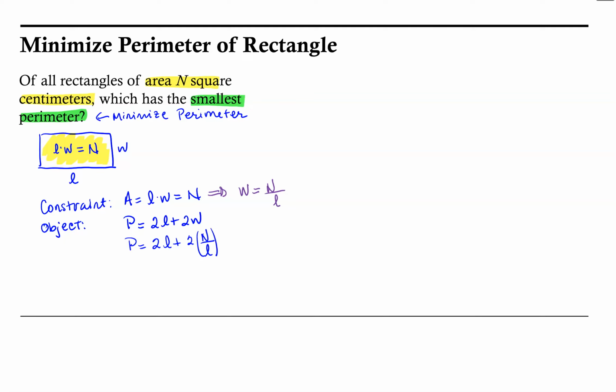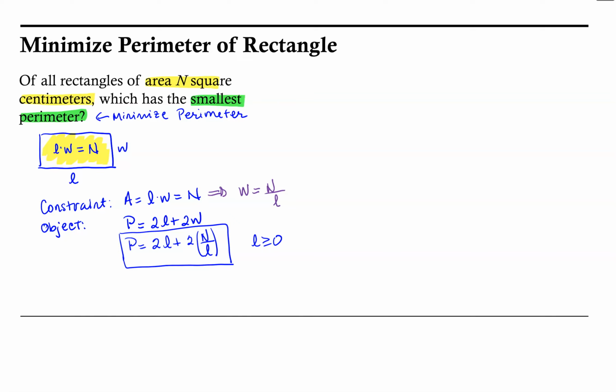At this point, we now have a function of one variable, and we can start thinking about finding its critical points and minimizing it. Before we do that, though, let's think about the domain of the function. Because we're talking about area and lengths of sides of a rectangle, we will assume that L must be greater than or equal to 0.